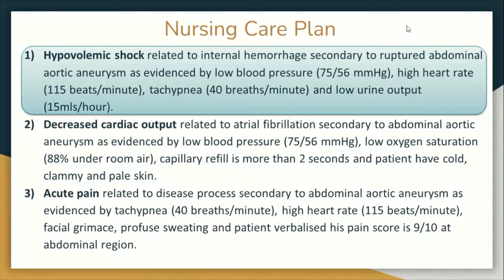Now, I'm going to talk about the nursing care plan that can be done for the patient. We prioritize 3 nursing diagnoses, which are hypovolemic shock, decreased cardiac output, and acute pain. The first nursing diagnosis is hypovolemic shock related to internal hemorrhage secondary to ruptured abdominal aortic aneurysm, as evidenced by low blood pressure, 75/56 mmHg, high heart rate, 115 beats per minute, tachypnea, 40 breaths per minute, and low urine output, 15 mL per hour.